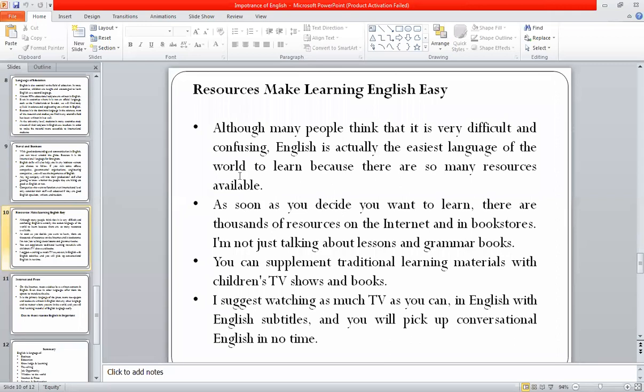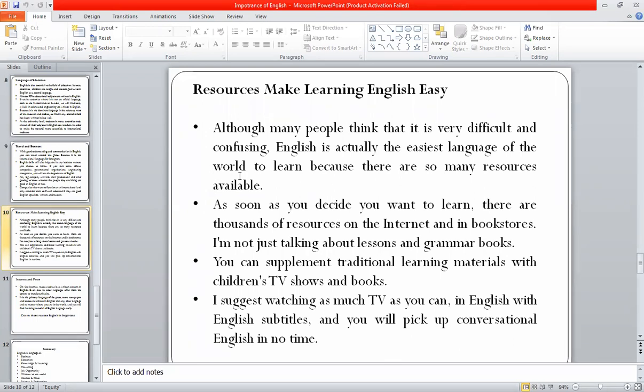Then see the next point. The next point is resources make learning English easy. So learning English becomes possible when we are using the resources regarding this language. And what are the resources? There are millions of resources we will find on the internet, and in the library also we can find thousands of resources regarding this language.